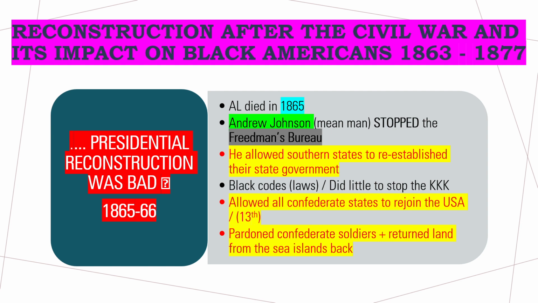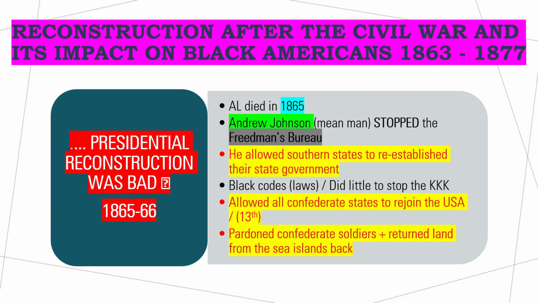Black codes, which were a list of really heavily restricting laws for black people, were introduced. Stuff like segregation, unequal pay, lynching. Andrew Johnson also did very little to stop the KKK, which was an anti-black clan of white supremacists who would lynch, hang, kill black people just in broad daylight and hang them from trees. Really vile stuff.